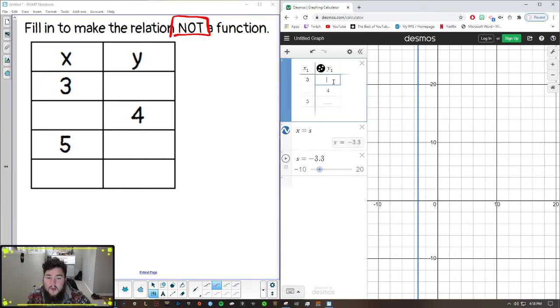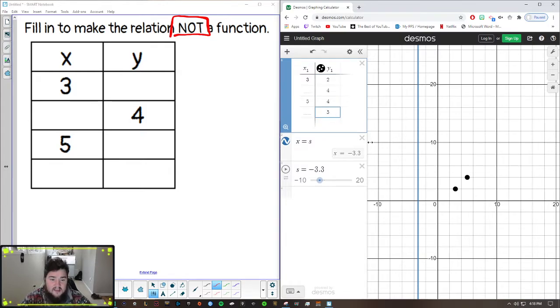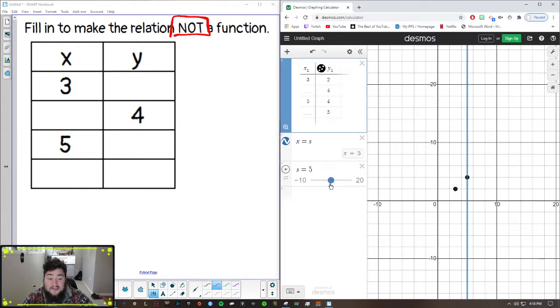So let's start by picking some random y values. How does 2 sound? Let's get a 4 in there, and let's do a 5 at the end. Okay? So right now it's still a function. If you look, I have 2 points. My graph is not hitting those at all. So how am I going to make this table not a function?